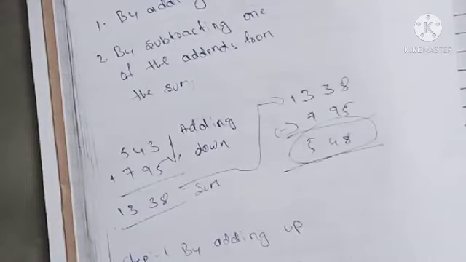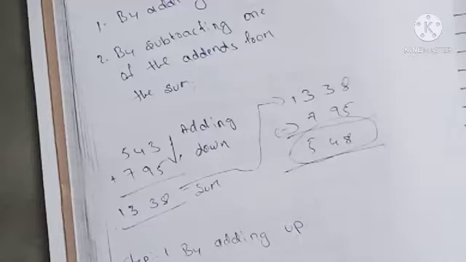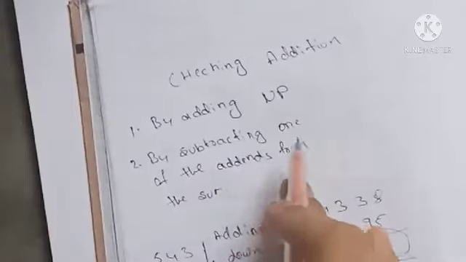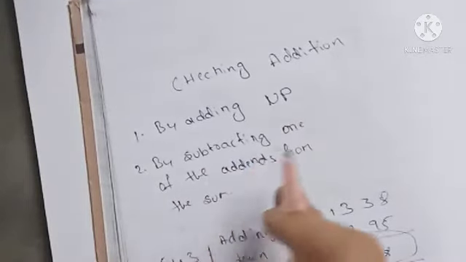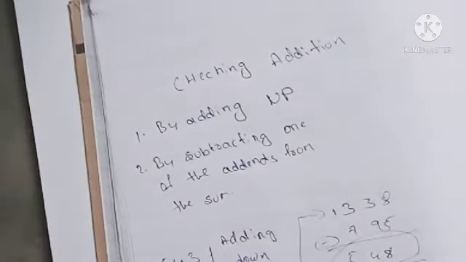Okay, now I'll end the video for today. You understood, no? Let's have a small recap. Okay, now here, how to check the addition. There are two steps: by adding up, and by subtracting one of the addends from the sum. Okay, now here I did addition. See here. Now let's go to step one.